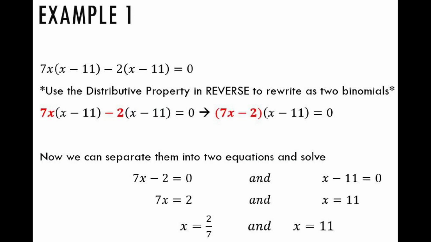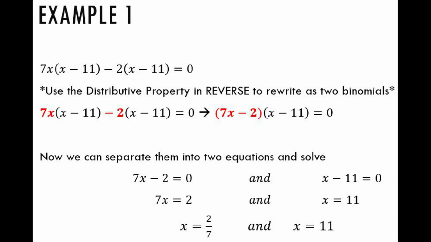So our next example, this is the hardest example I could find. I wanted to do this to show you guys how easy it actually is. So I have 7x times x minus 11 minus 2 times x minus 11 equals 0. If you look, these are not 2 binomials. The subtraction sign in the middle makes it so that it's not 2 binomials because we're not multiplying them by each other. So we're going to have to use the distributive property in reverse to rewrite them before we can do anything else.